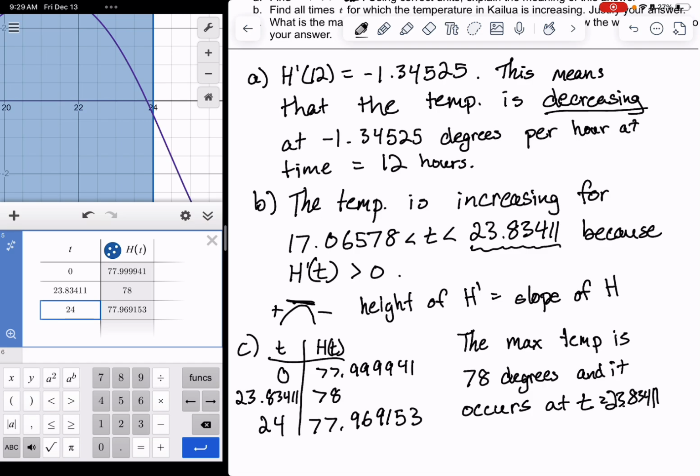All right, so there we have it. We have our parts A, B, and C. A lot of it's just appropriately interpreting the derivative and applying some context to our responses.